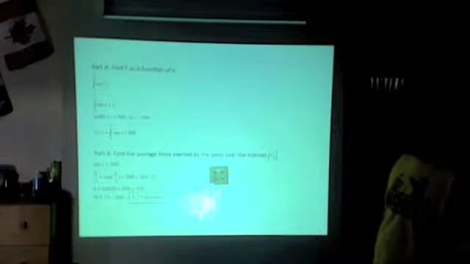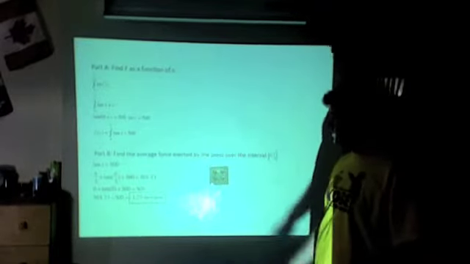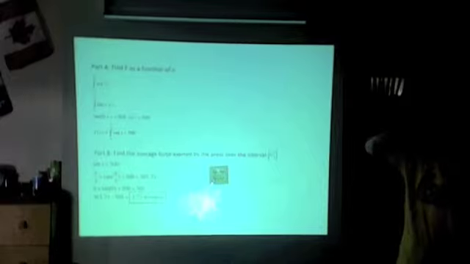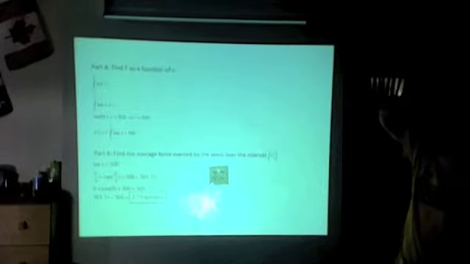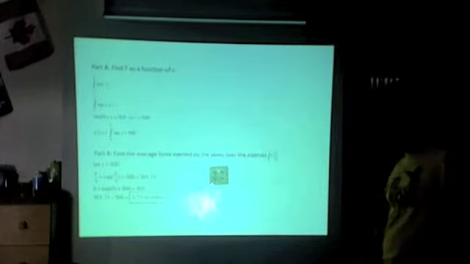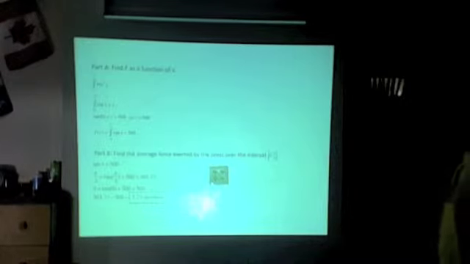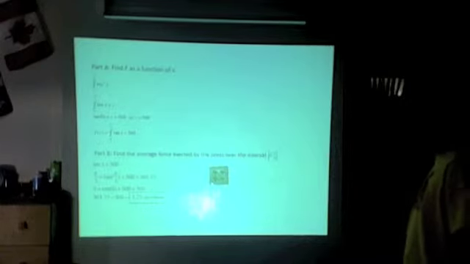So your function is tan of x plus 500. Alright, so now part B. Find the average force exerted by the press over the interval 0, pi over 3.